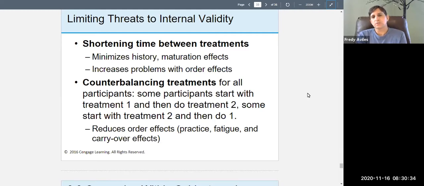You're gonna also reduce the effects of carryover effects, right? If you run the participants in different order.